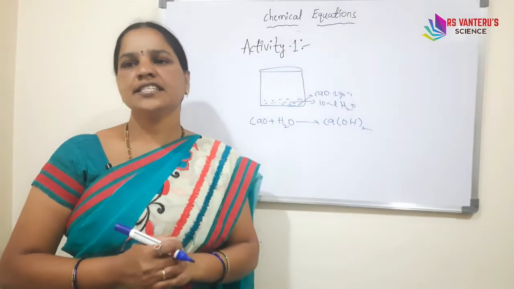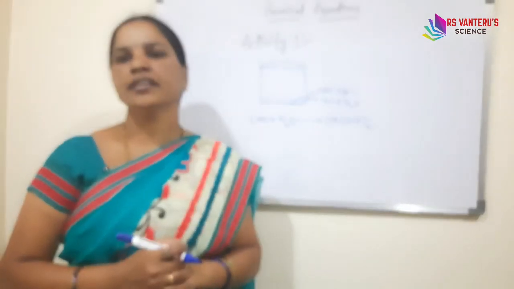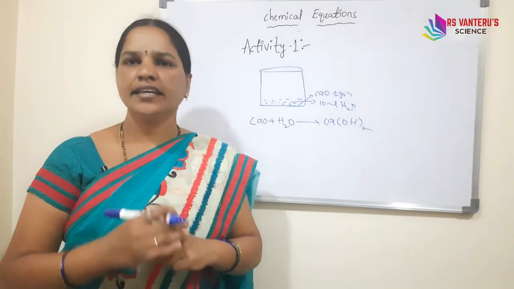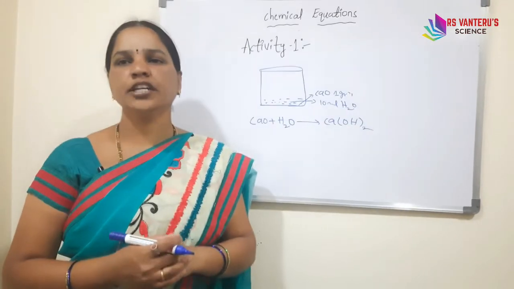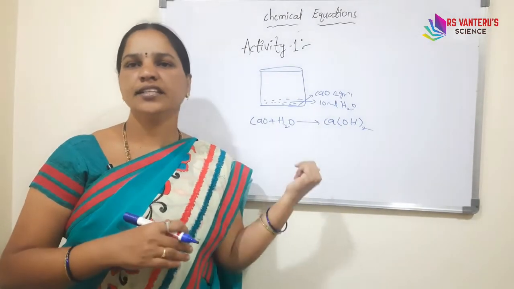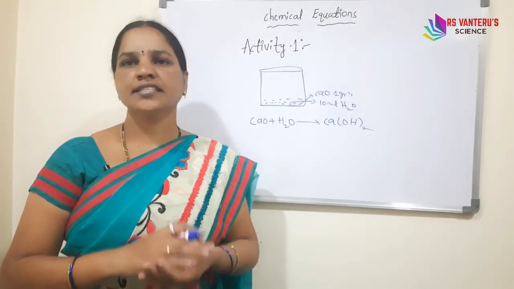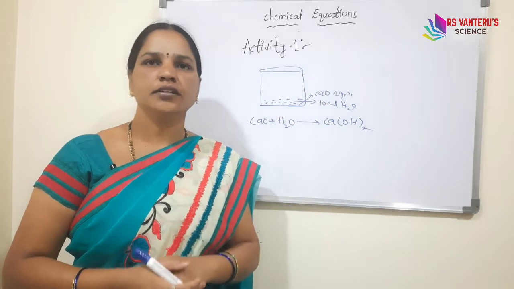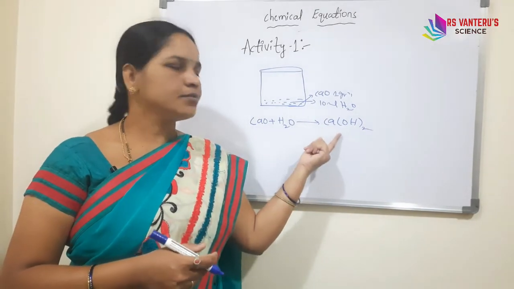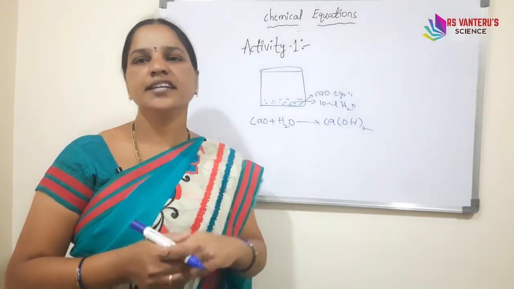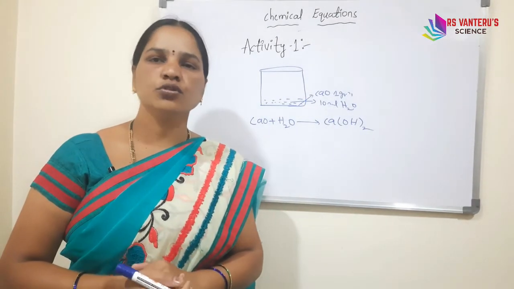If this solution is tested with a paper, we can know whether it is an acid or a base. A red litmus paper turns blue when dipped in this colorless solution, and this solution is a basic solution. So this calcium hydroxide is a colorless, basic solution.